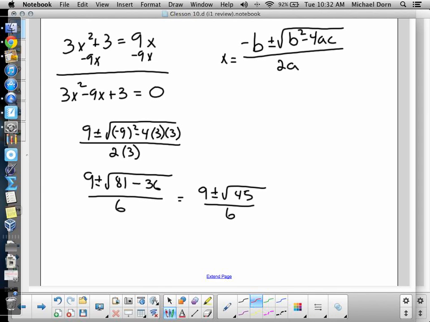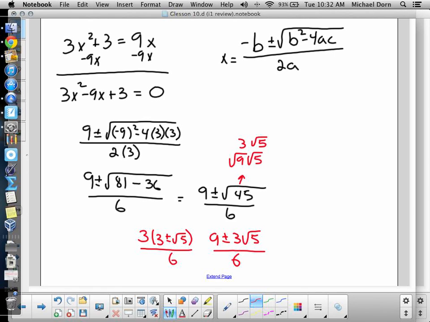So like for bonus points in the test, if you had something like that, I would have you simplify the square root of 45, the square root of 9 times square root of 5, or 3 root 5. So that'd be 9 plus or minus 3 root 5 over 6. I can factor a 3 out of the numerator. Give me 3 plus or minus root 5 over 6. And now I can cancel factors. I can't cancel parts, but I can cancel factors. So 3 plus or minus root 5 over 2.